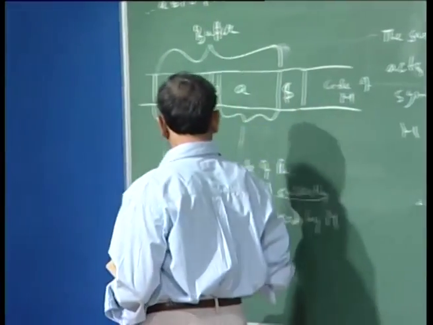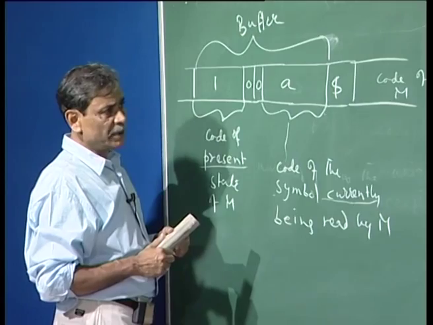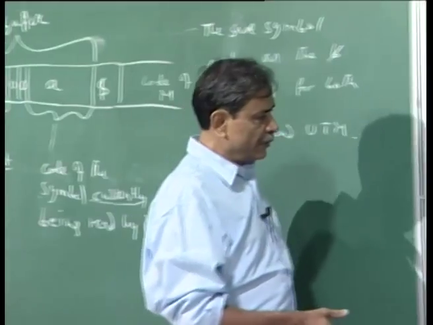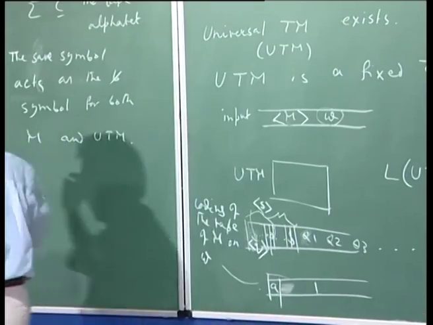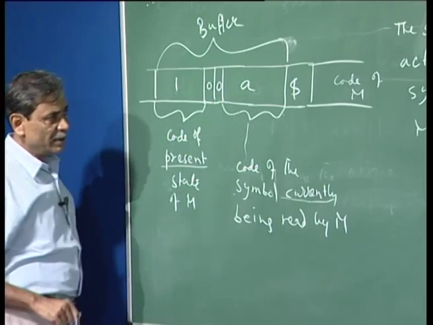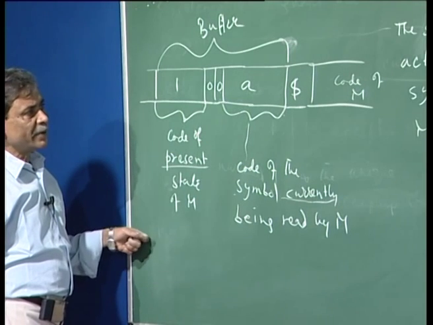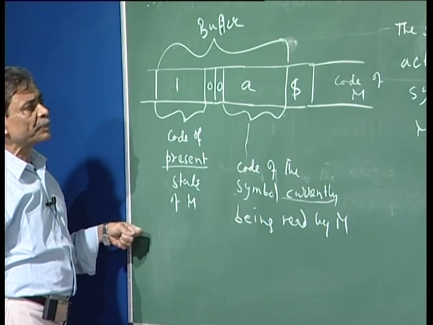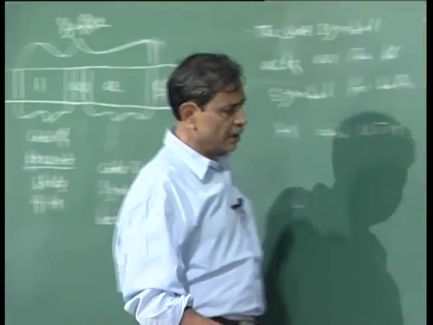All right. So, now imagine dynamically what the situation is, how UTM simulates the working of M and W. At any given time, M would have been scanning a particular symbol and it will be in some particular state. For that time, the buffer would be filled in the appropriate manner. And now UTM would like to know what would be the next state of M, what is the symbol that will be written, and what will be the direction of move.